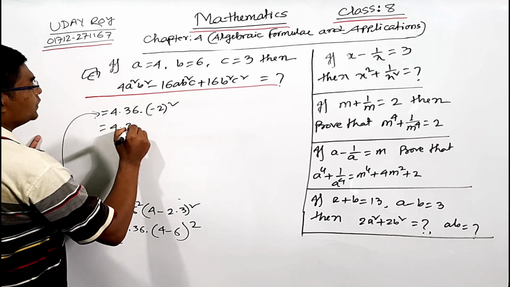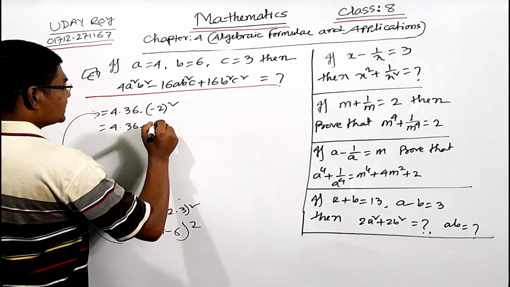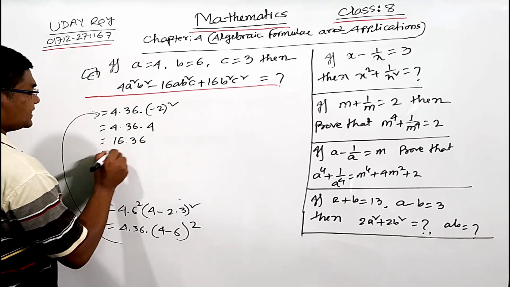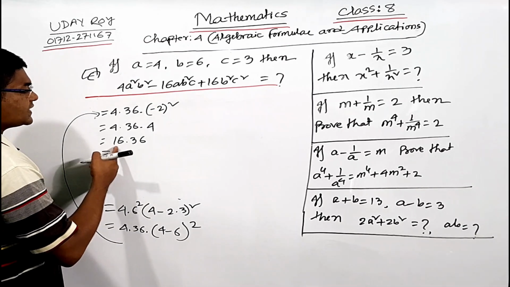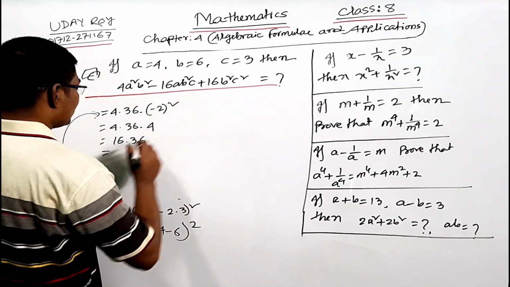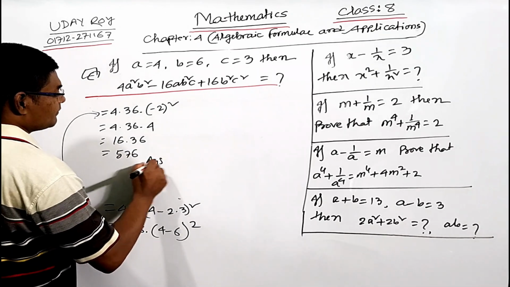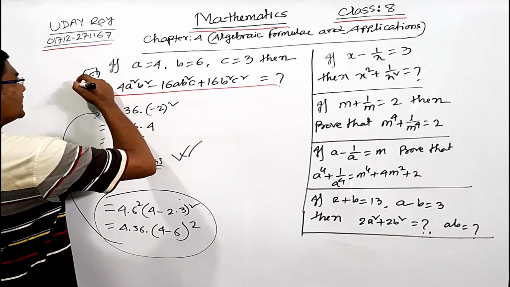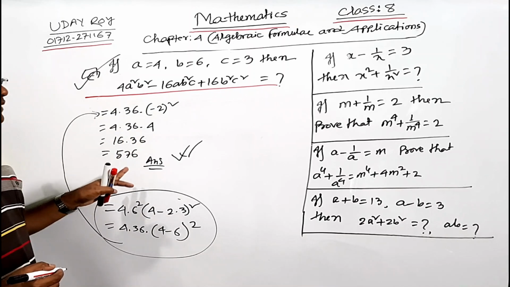So 4 into 36 minus 2 whole square, that means minus 2 squared is 4. So we get 16 into 36. If you are interested, you can use the small calculator. 16 into 36, use rough work, we will get 576. So we have got the answer of this maths, 576.